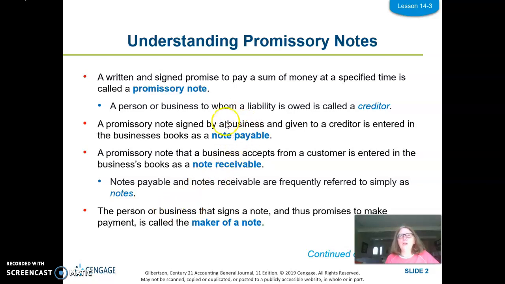A note payable, as you would expect, is going to have a normal credit balance, meaning it goes up as a credit, down as a debit. And a note receivable is going to have a normal debit balance because it's an asset, going up as a debit, down as a credit. Note payable liability, note receivable asset. Okay? And we do usually refer to them simply as notes. And then the maker of the note is the one who's going to pay. So promises to make the payment.